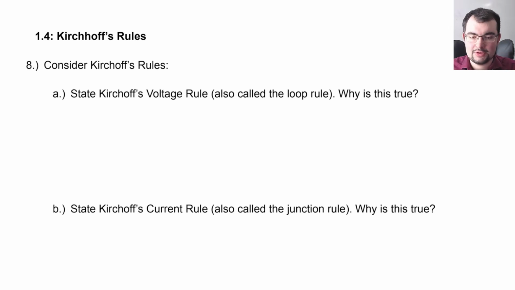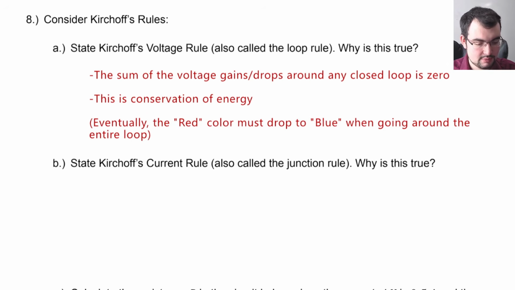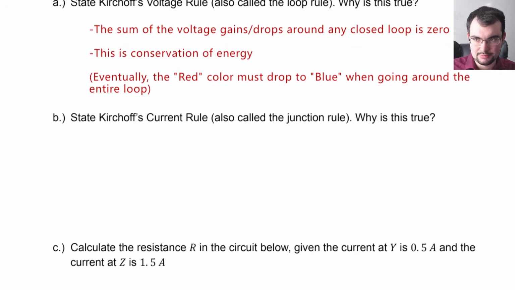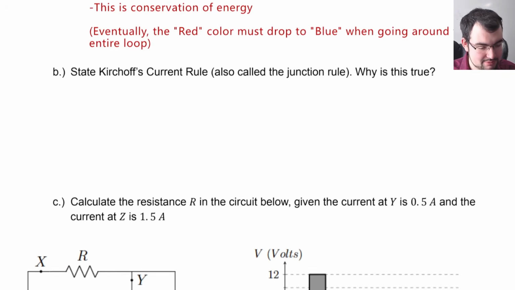All right, now it's time for some plug and chug circuit problems. Kirchhoff's rules. State Kirchhoff's voltage rule, also called the loop rule. Why is this true? The loop rule just says the sum of all the voltage gains and drops around a closed loop is 0. This is just conservation of energy, because any potential energy change across the battery is eventually made up for through those drops. This just says you got to go from red to blue somehow in your circuit.